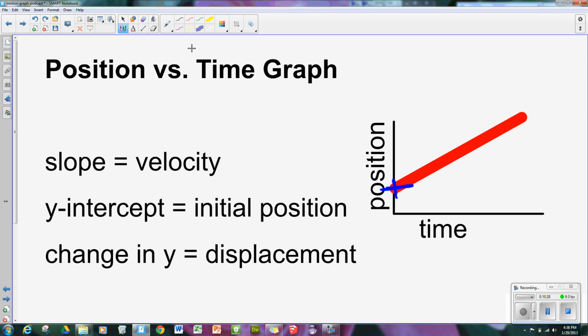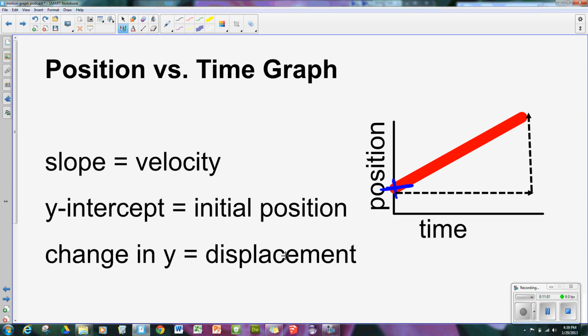So if I go like this, it's how far up did you have to go divided by how far over you have to go. That will give you your slope. That will give you your velocity. And this is inclined in a positive direction because it goes up is positive and over to the right is positive. So your slope will end up being positive.